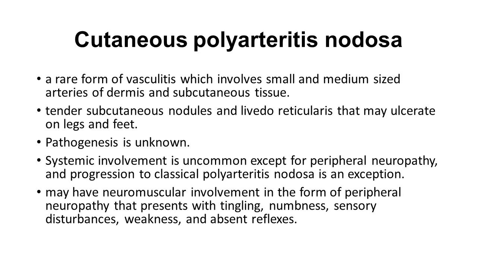Cutaneous polyarteritis nodosa is a rare form of vasculitis which involves small and medium-sized arteries of the dermis and subcutaneous tissue. It presents with tender subcutaneous nodules and livedo reticularis that may ulcerate on the legs and feet. Pathogenesis is unknown. Systemic involvement is uncommon except for peripheral neuropathy, and progression to classical polyarteritis nodosa is an exception. Neuromuscular involvement may present with tingling, numbness, sensory disturbances, weakness, and absent reflexes.